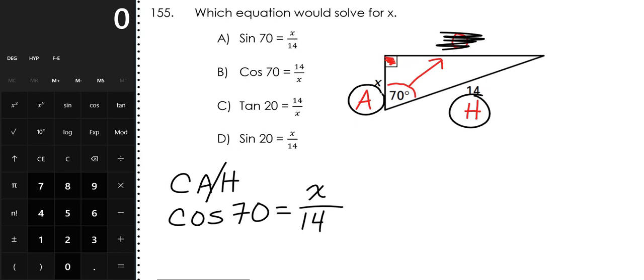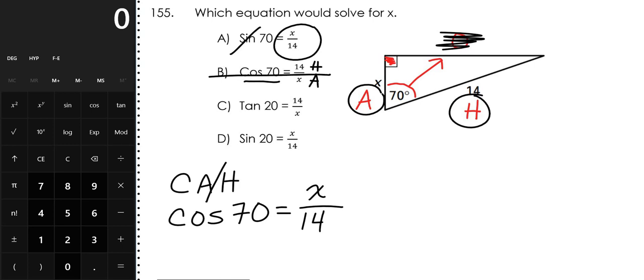Let's take a look at our choices. The first one says sine of 70. Okay, well, I don't want to use sine, but it is setting it up correctly, x over 14, but it should say cosine instead. Choice B, cosine of 70, okay, that's what we want, equals 14 over x. Well, that's the hypotenuse over the adjacent. That's not what we want, so it's not choice B.